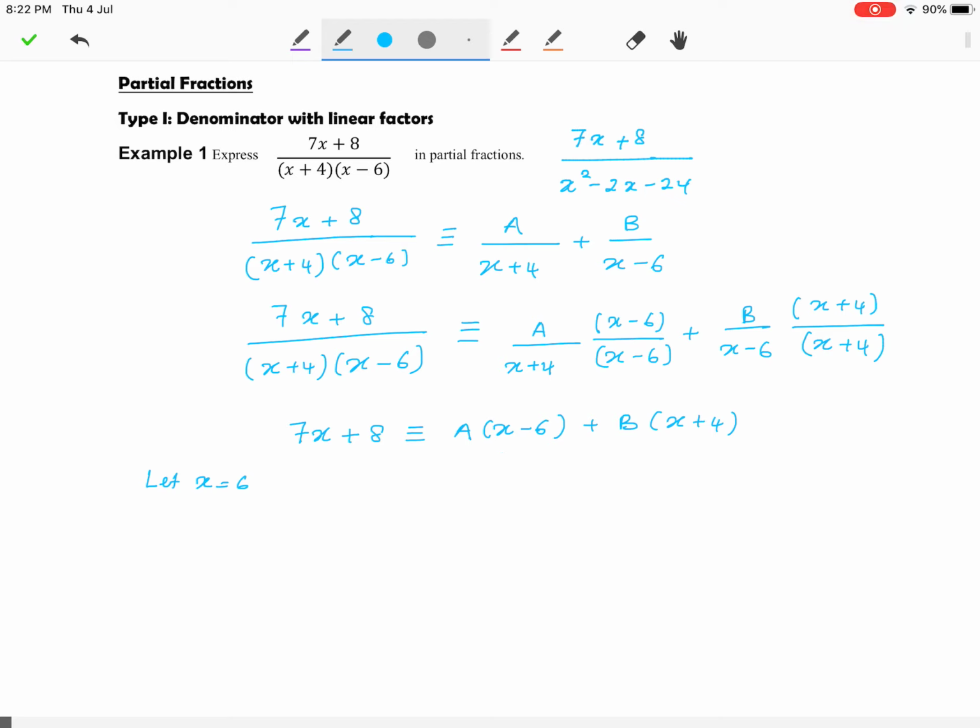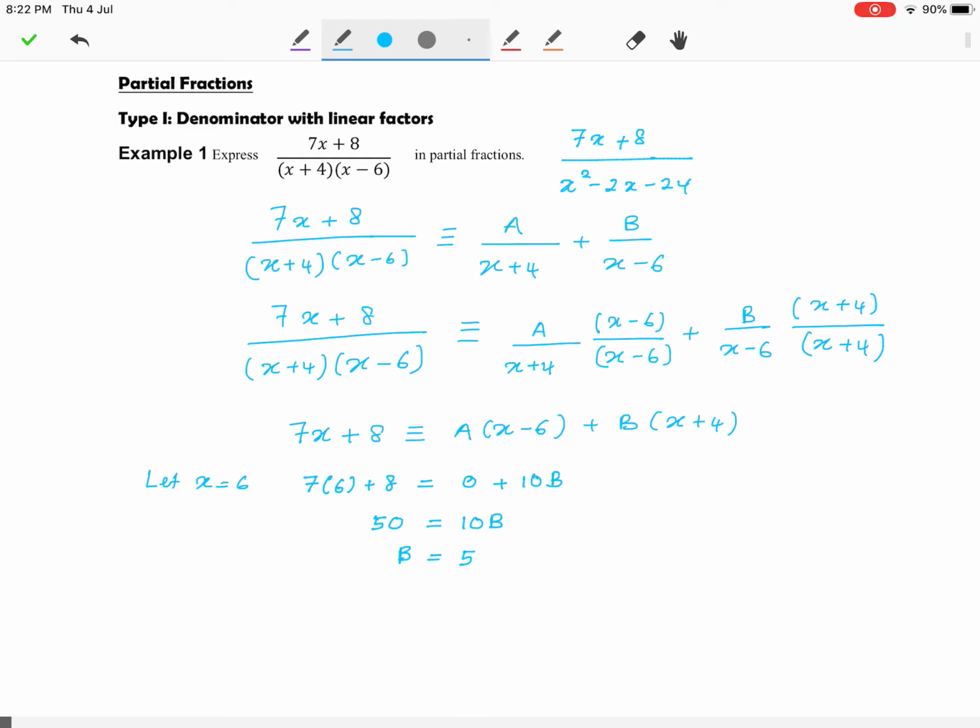Alright, okay, so if you do that, you can see that this is going to be 7 times 6 plus 8 equals 0 plus 10b. Okay, alright, so now this is 42 plus 8, which is 50, I believe. 50, yeah. So this is 10b. So b is now 5.